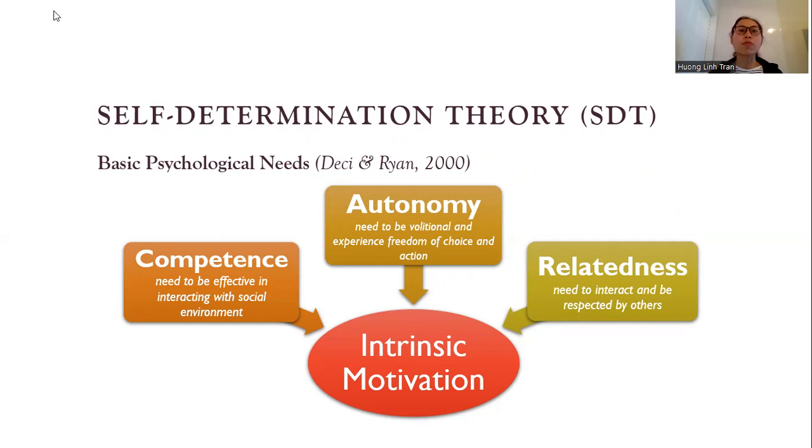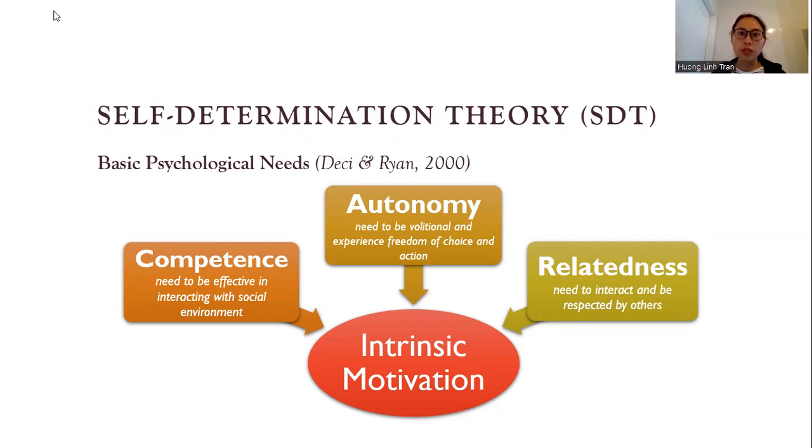Competence refers to the need to feel effective in interacting with the social environment, the feeling of learning something new, the feeling of mastering a new skill or their skill. And the next type of need is the need for autonomy. In other words, it refers to the volitional experience of freedom of choice and action. It means that people want to feel autonomous.